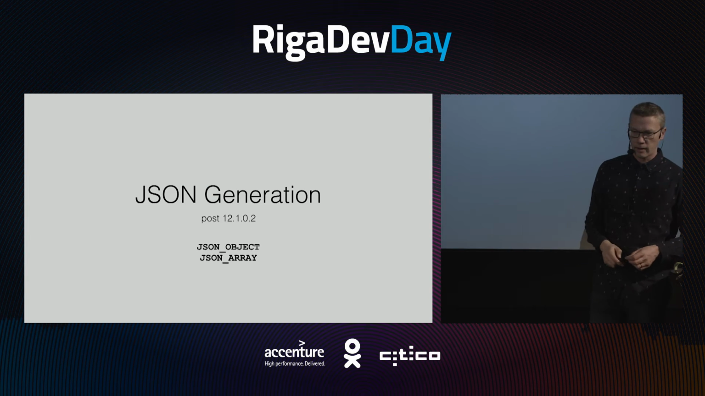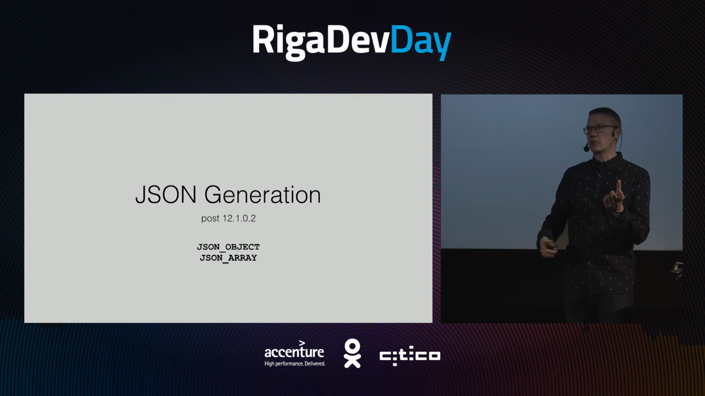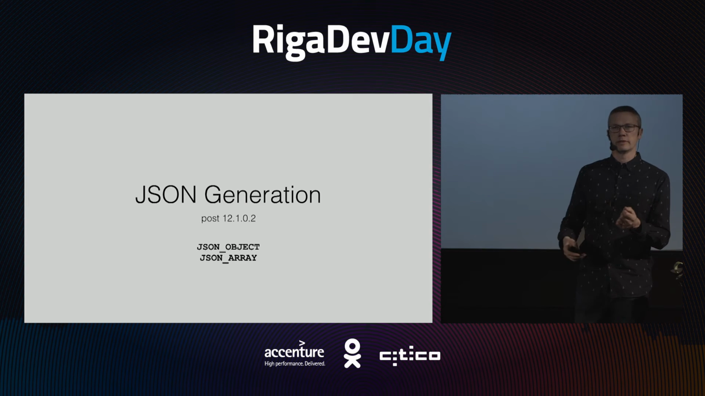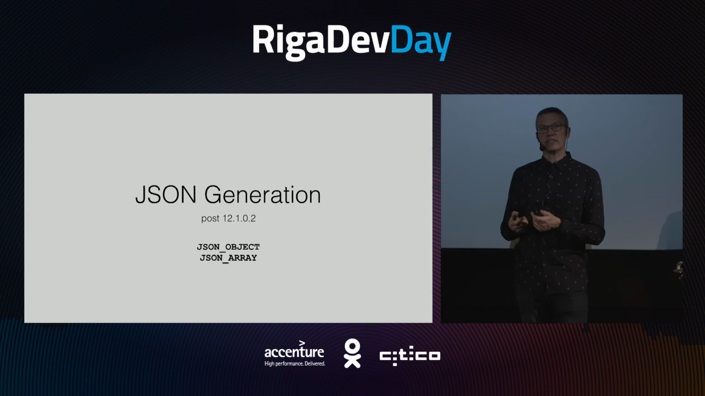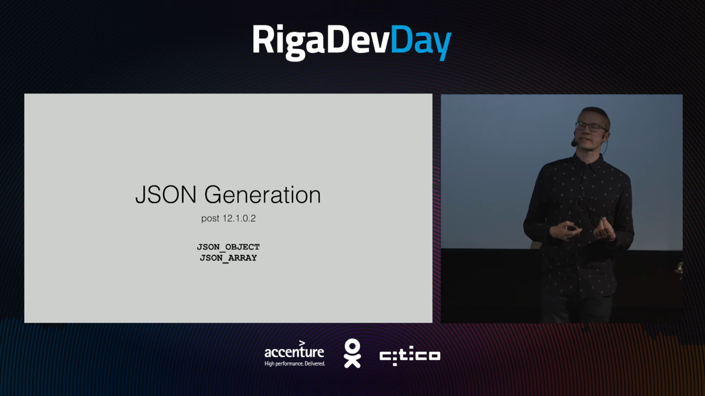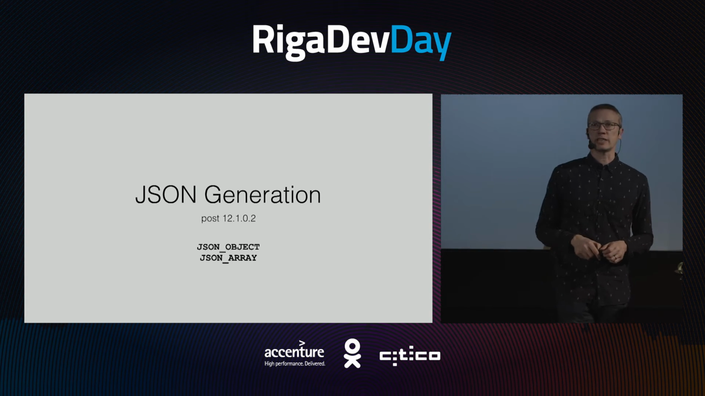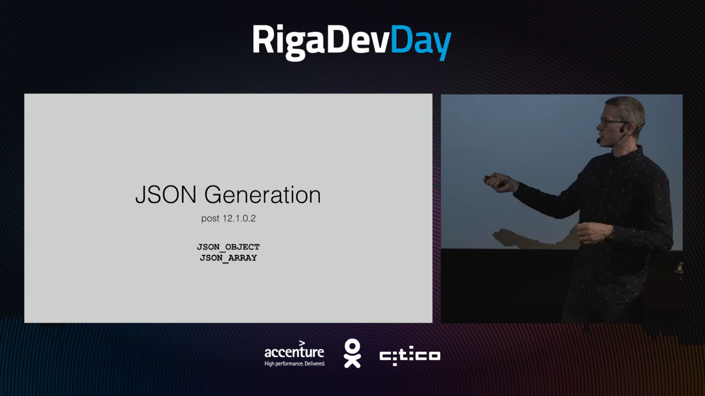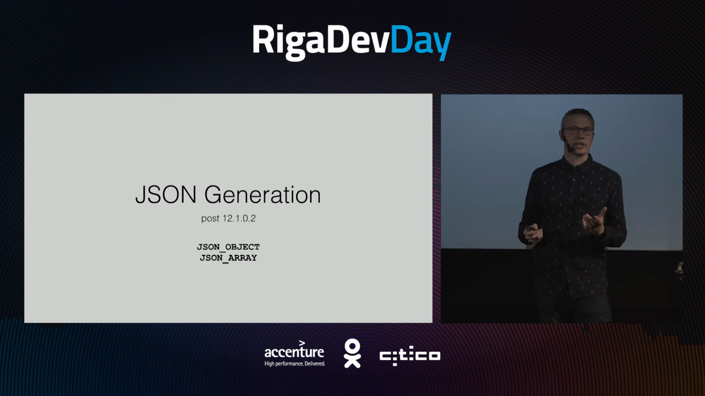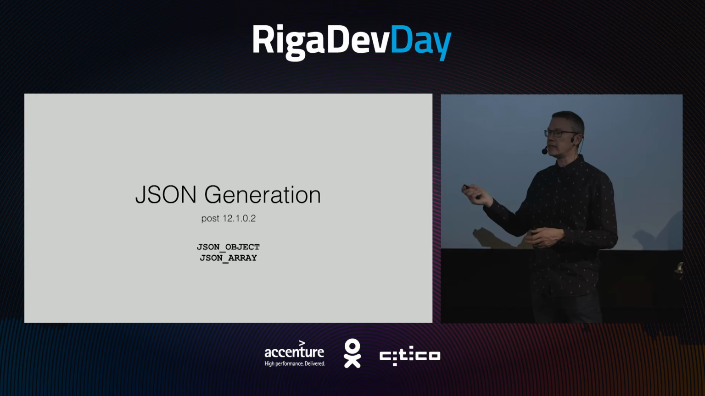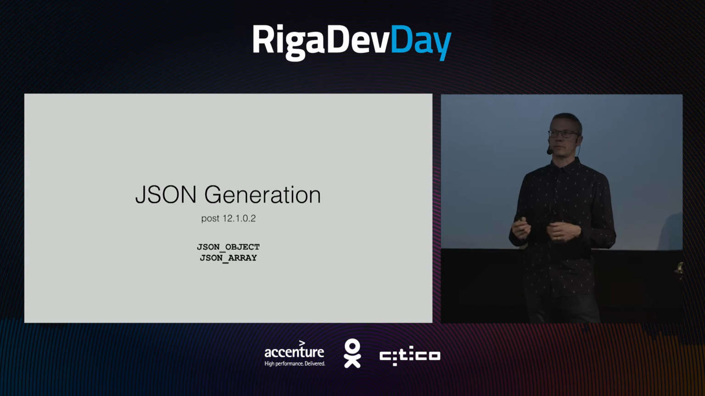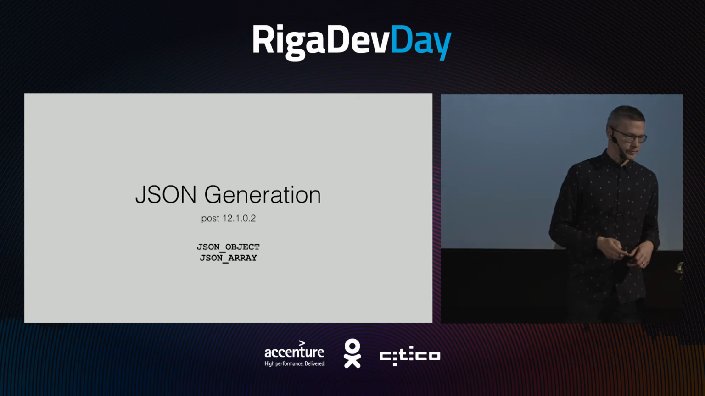So to generate JSON, this is only querying it, using that. To generate there is no functionality yet. They say it's going to be post the last patch release. And they were talking about a JSON object or a JSON array. These are not there yet. So we'll see what happens in the next release.